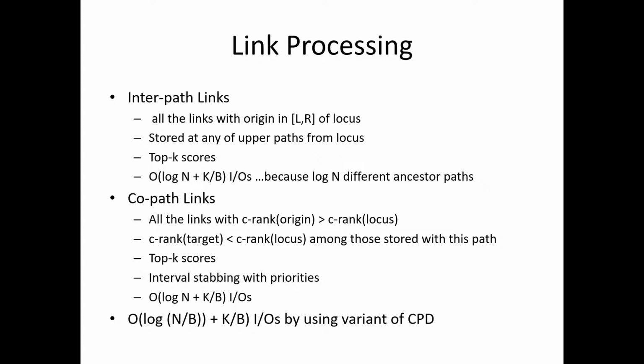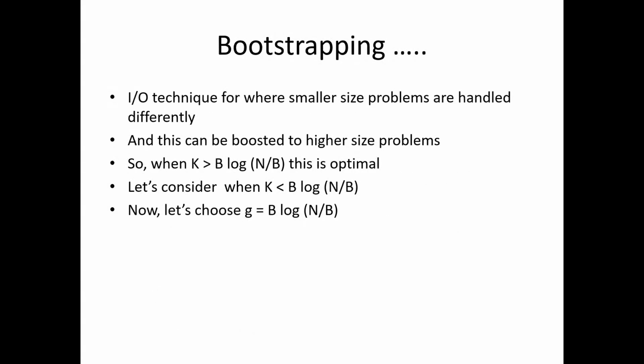And with copath links, now I got rid of one of the things, right? So then I can just do interval stabbing with priorities, and that gives me this. And I do a slightly different variant of centroid path decomposition, which is good for external memory, and based on that I get these many IOs. Not optimal at all. The base here is not B. So what do we do? We do bootstrapping.